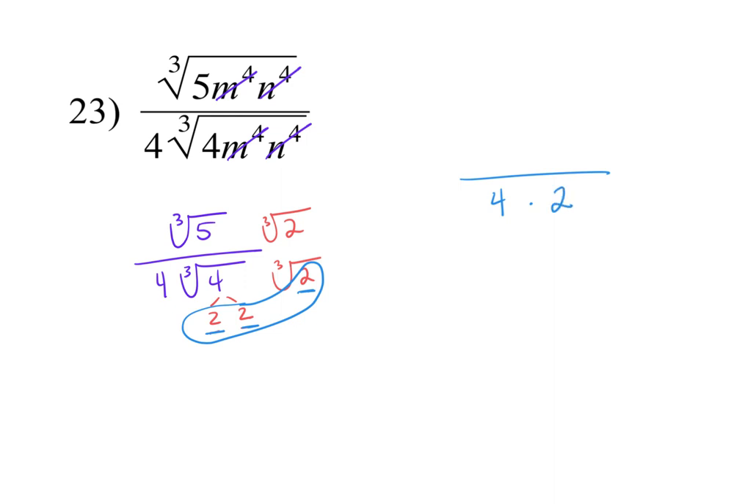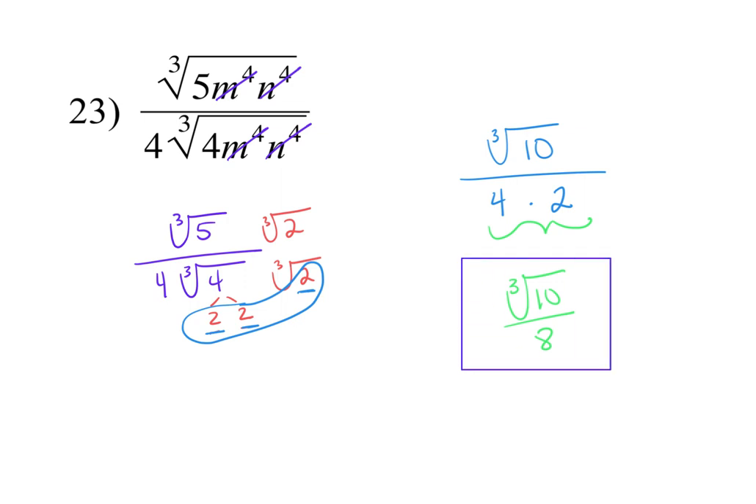In the numerator, I have a prime 5 and a prime 2. 5 times 2 is 10, and that cannot simplify. So I'm left with just simplifying my denominator here, which is the cubed root of 10 over 8. I cannot reduce these. 8 is on the outside, 10 is on the inside. This is my final answer here. I cannot reduce that anymore.